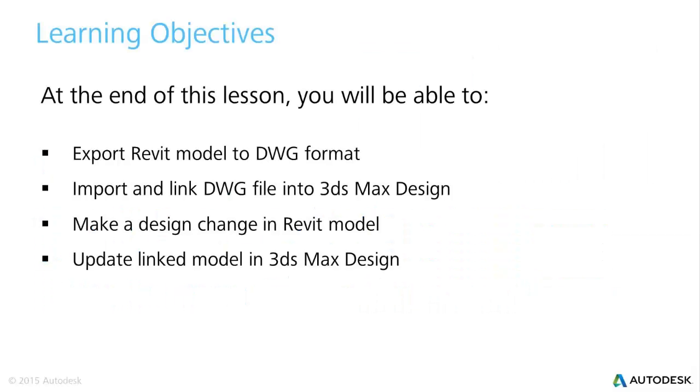Let's look at the learning objectives for video 3. At the end of this lesson, you will be able to export a 3D Revit model view to the DWG file format. Then look at importing and linking that DWG file into the 3ds Max design environment. We'll make some design changes to the Revit model to practice round trip changes, and then update that linked model back into 3ds Max design. With that, let's get started.